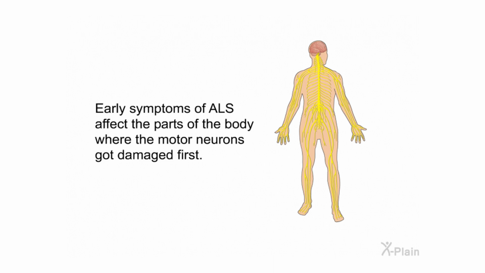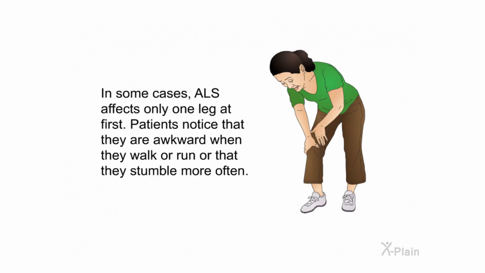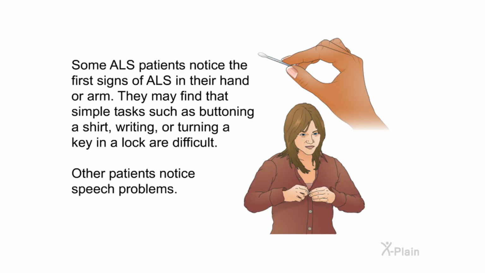Early symptoms of ALS affect the parts of the body where the motor neurons got damaged first. In some cases, ALS affects only one leg at first. Patients notice that they are awkward when they walk or run, or that they stumble more often. Some ALS patients notice the first signs of ALS in their hand or arm. They may find that simple tasks such as buttoning a shirt, writing, or turning a key in a lock are difficult. Other patients notice speech problems.